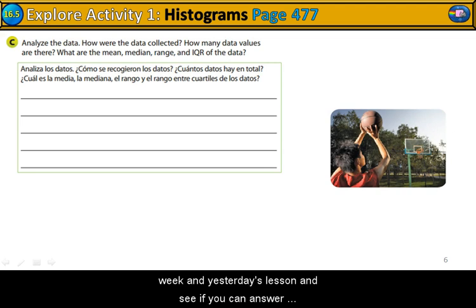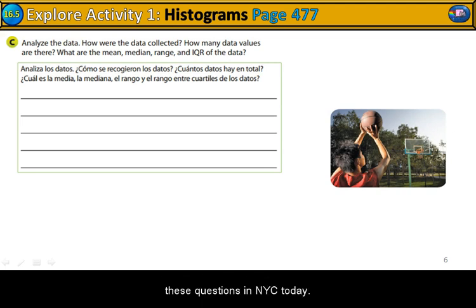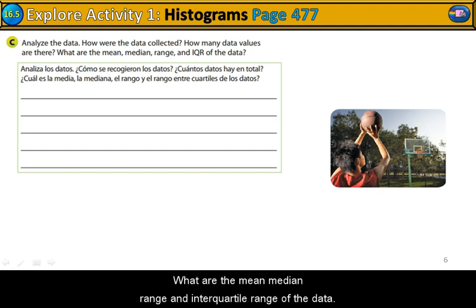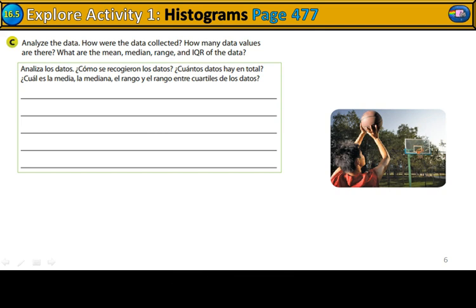Let's continue. Let's take some of the things we learned last week and the beginning of this week in yesterday's lesson and see if we can answer these questions and analyze the data. How are the data collected? How many values are there? What are the mean, median, range, and interquartile range of the data?